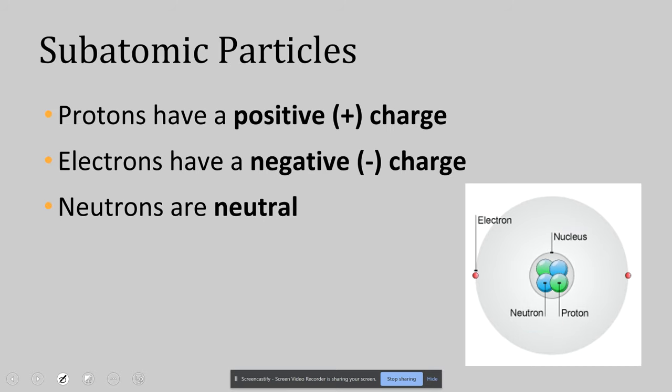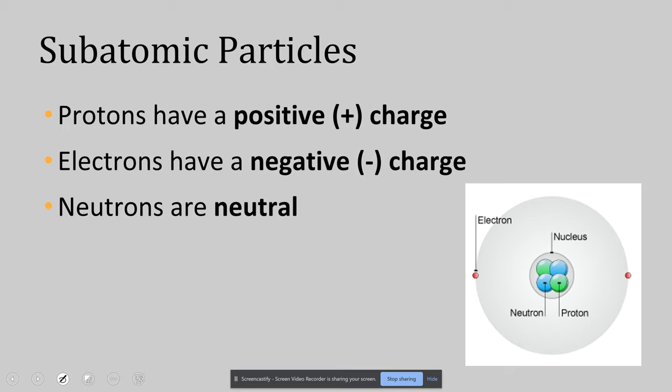We call the protons, the neutrons, and the electrons subatomic particles because they are smaller than an atom, and they carry different charges. Generally, we're looking for an atom to have a neutral charge, meaning that the number of positives equals the number of negatives. Each different subatomic particle has a different charge.